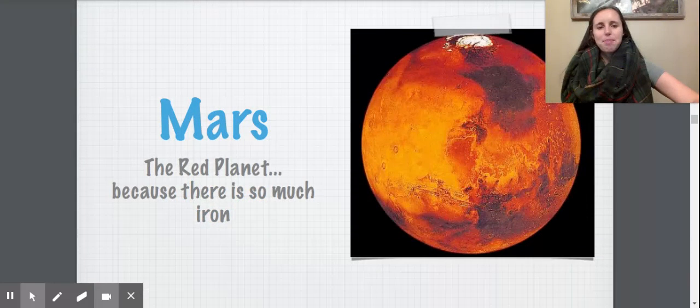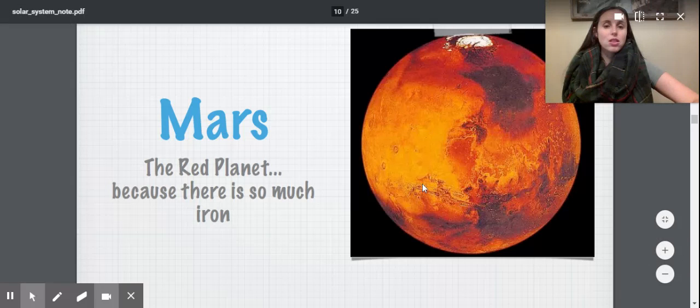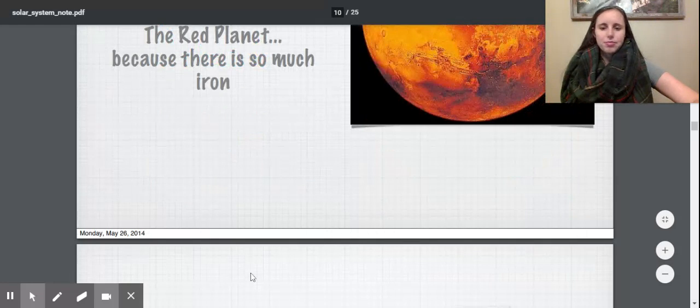After the Earth, you have Mars. This is a nice picture of Mars. Mars is considered to be the red planet. The reason it's red is because there is so much iron. Iron, when exposed to certain gases, will rust. So the fact that Mars has a lot of iron means that it's got a really, really rusty exterior, and that rusty exterior is what's giving it that red color.